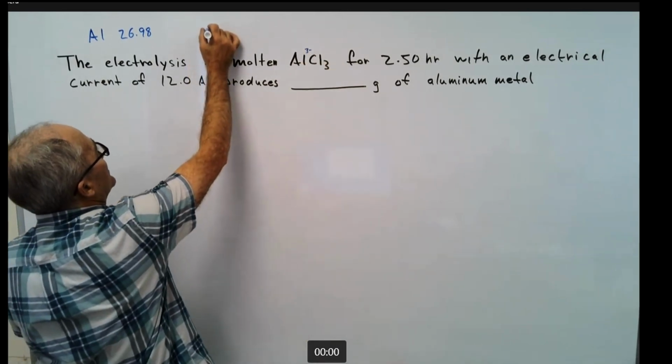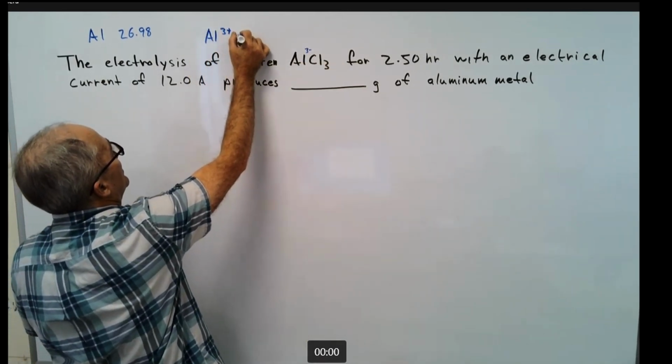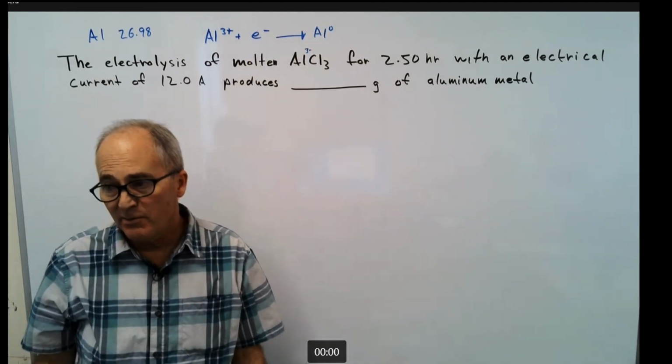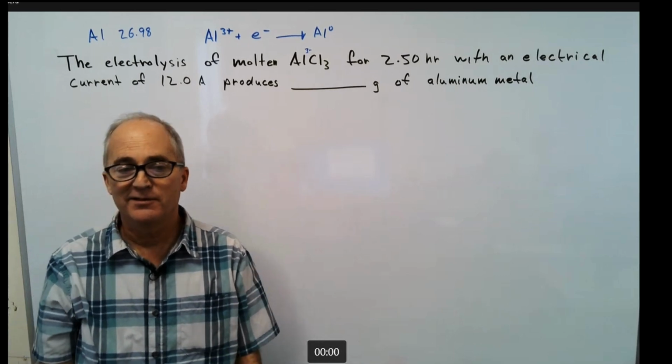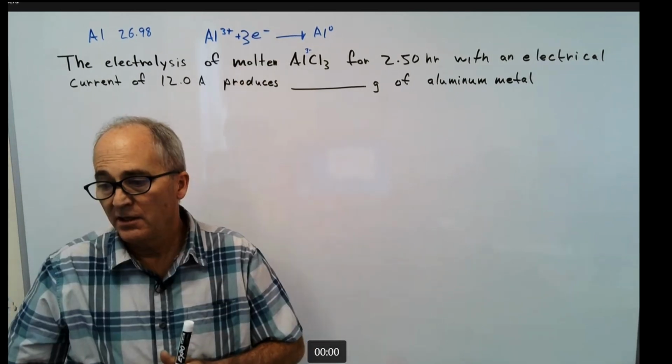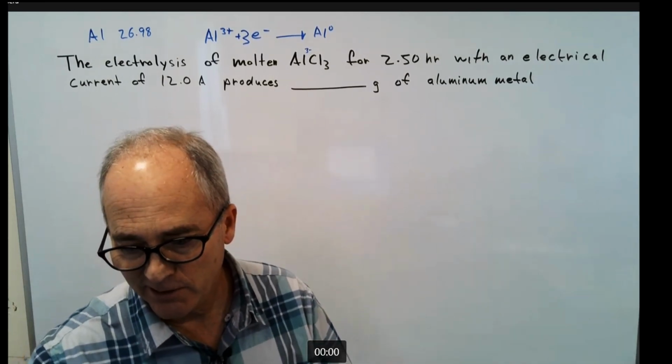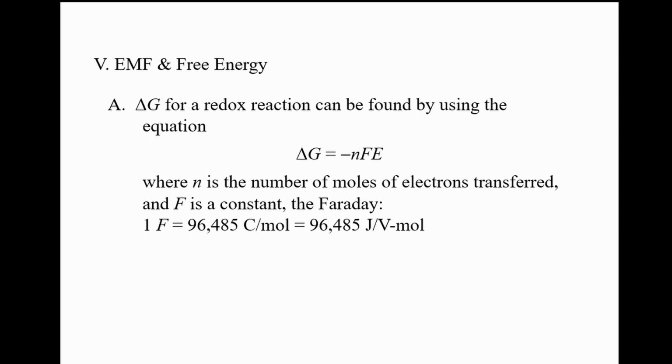So we're going to have something that looks like this. Aluminum 3 plus, some electrons, goes to aluminum metal. To charge balance this up, how many electrons do I need? 2 or 3? How about just 3? Now there's one other thing we need, and Caden was getting close to it. This number here called the Faraday, and 1 Faraday is equal to, what is it, 96,485, and we're going to use coulombs per mole of electron.